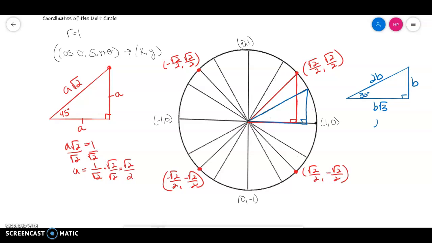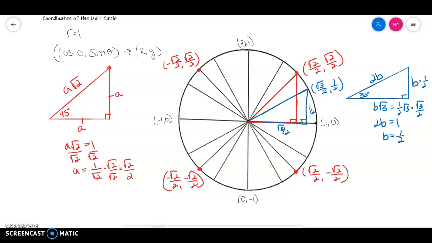And so again, if my hypotenuse is equal to 1, because the radius of the unit circle is 1, then B is 1 over 2, or 1/2. And so I have 1/2 for this particular height, and then I have 1/2 times the square root of 3, which is the same thing as the square root of 3 over 2 for my longer side. So if I went right square root of 3 over 2 and up 1/2, then my coordinates are the square root of 3 over 2, comma 1/2.